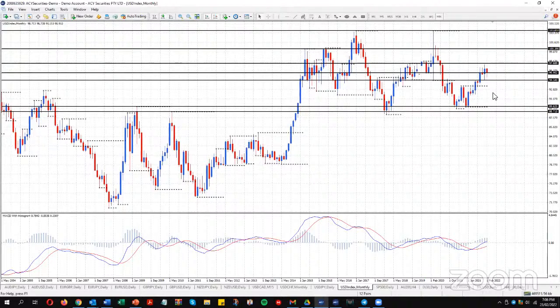This is a monthly look at the dollar index, and I've got an old level of resistance here at 95.95, which we're just holding on or above.